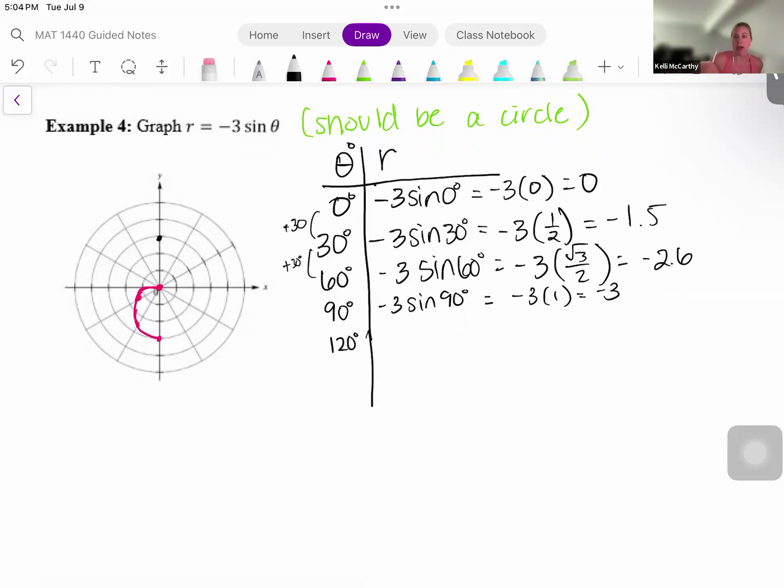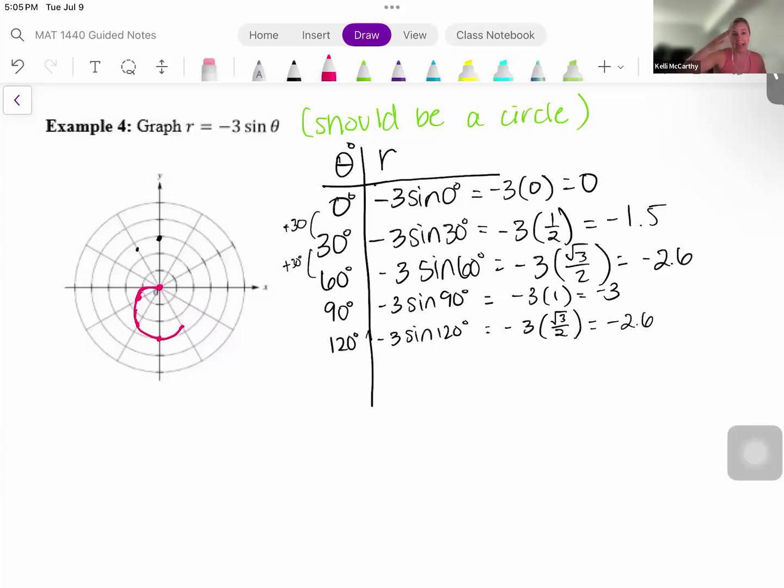Because that's how my angles are divided up in this polar curve. So -3 sine of 120 degrees is equal to -3 times sine of 120 degrees, and sine of 120 degrees is the square root of 3 over 2. So this is that -2.6 value. So if I go to 120 degrees and 2.6, that's about there. And then I'm going to reflect it because that radius was negative, which puts me about here.